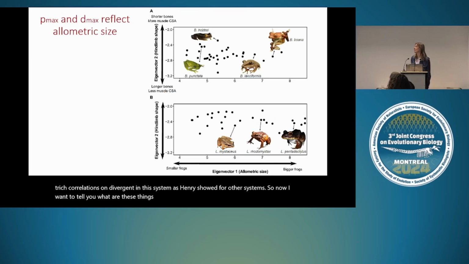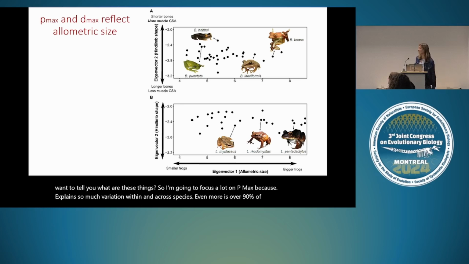I'm going to focus a lot on Pmax because it just explains so much variation within and across species. Over 90% of the divergence of these species is on allometric size. So here's a presentation of where the species fall for both genera: bigger frogs, smaller frogs. And the second axis, as you might expect, we can call it hind limb shape, but it explains very little variance and divergence.